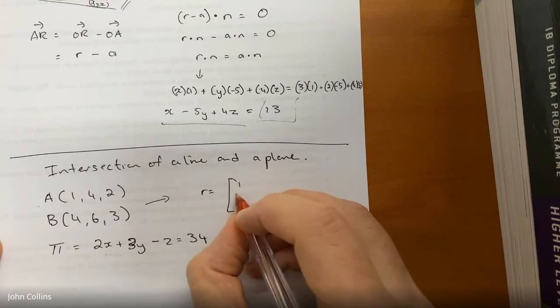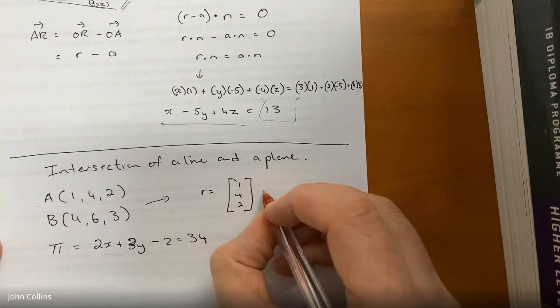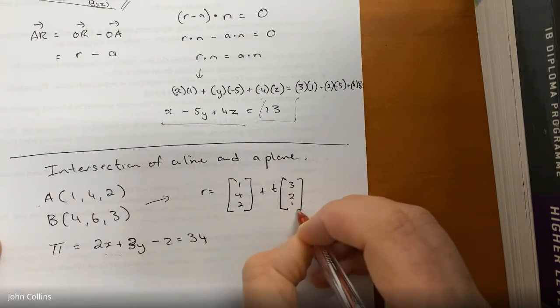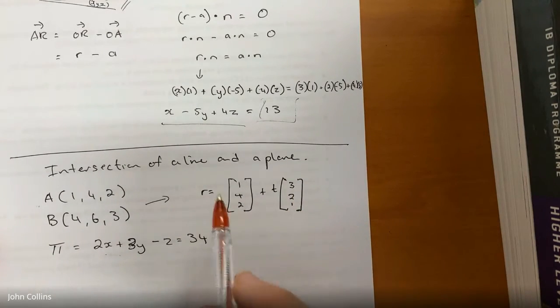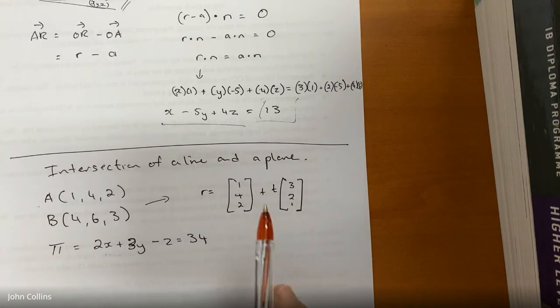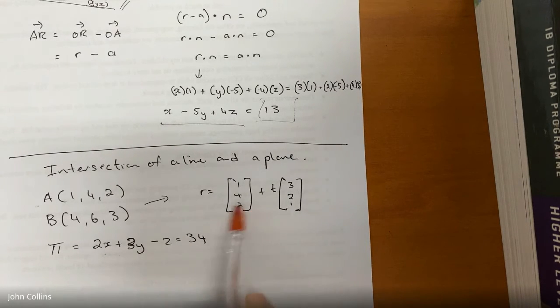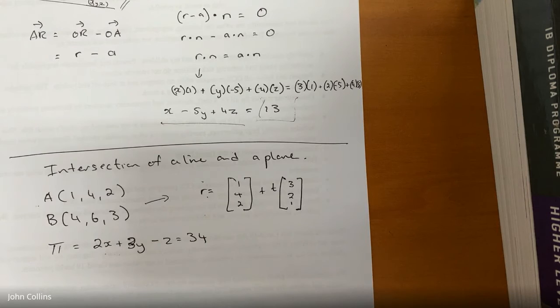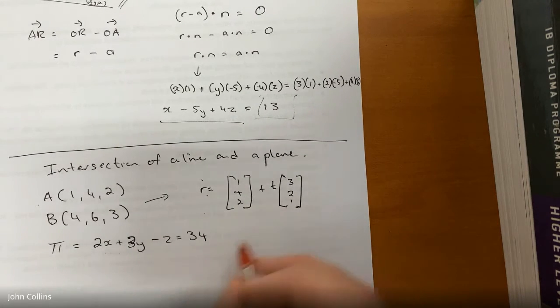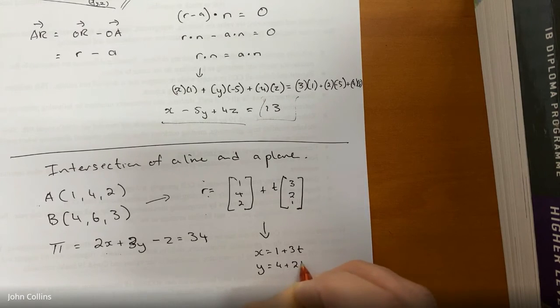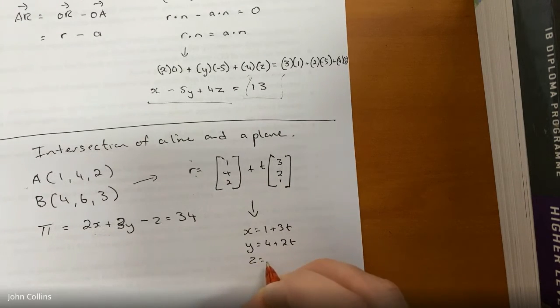Okay, so let's just take 1, 4, 2. And then the next vector will be CB, which will be 3, 2, 1. All right, so that is our vector equation of the line. For this, it'd be beneficial for us to have x, y, and z, to turn it into Cartesian or parametric form. So let's turn this into our parametrics. x is 1 plus 3t, y is 4 plus 2t, and z is 2 plus t.